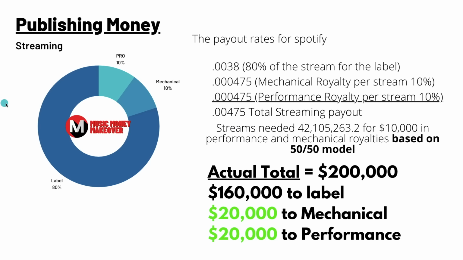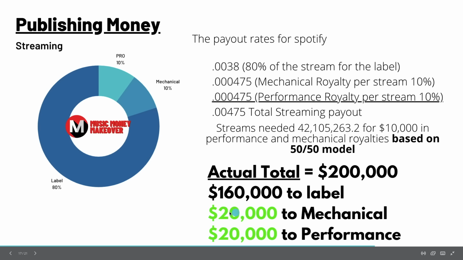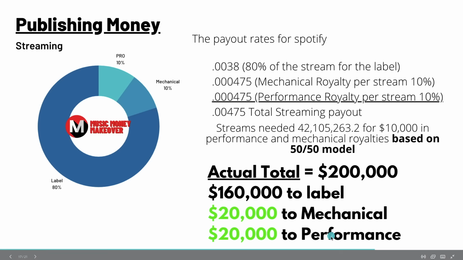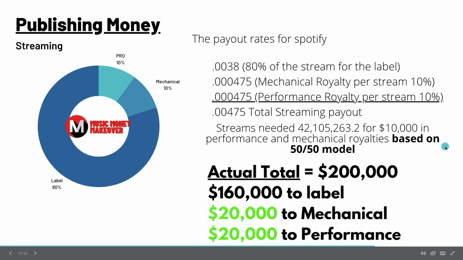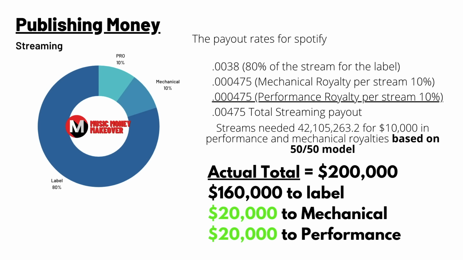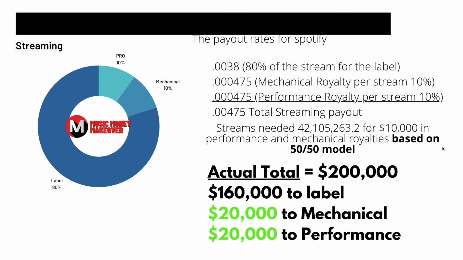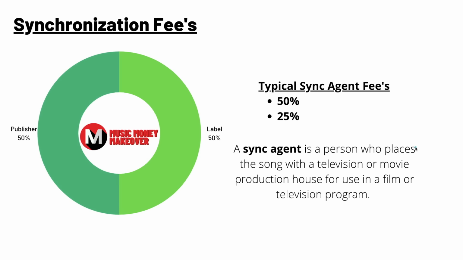So we can't do 21 million streams. We've got to do 42 million to get this, so we can split it in half so that both the artist and the producer have 50% each, making $10,000 in mechanical and performance royalties. So hopefully now you're getting this music industry now, okay? Remember, this is an artist who owns their own label.